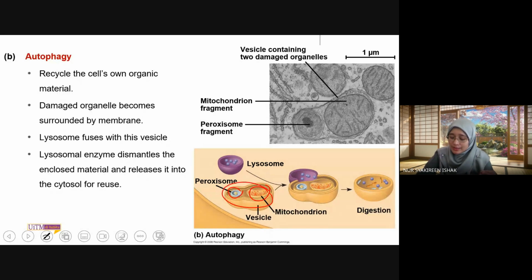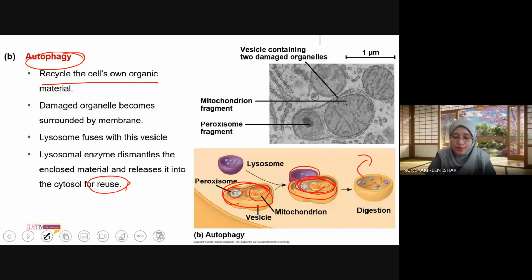So this forms vesicles containing the worn out organelles. To break down the worn out organelle, the outer membrane of the vesicle that contains it will fuse with the membrane of the lysosome. Enzymes within the lysosome will digest the content inside into monomers, into smaller molecules that the cell can absorb and reuse. That is autophagy, which recycles the cell's own organic material. The organelle that has long been worn out is broken down by fusing with the lysosome, and then the matter is reused. So that is autophagy.